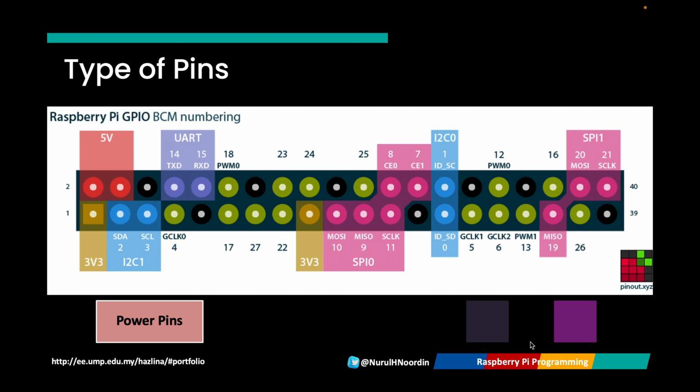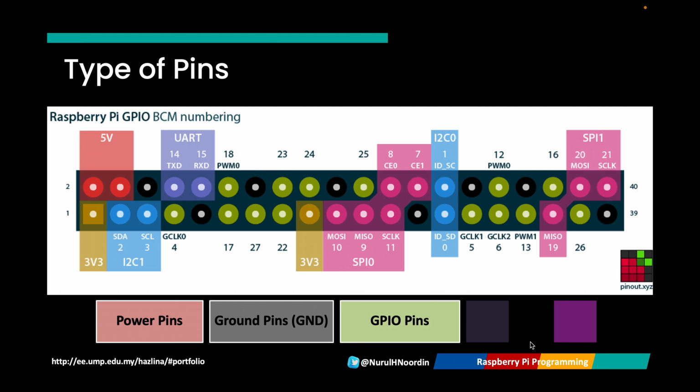Category 1 is the power pins, 3.3 volt and 5 volt. These power pins are color-coded in red. The power pins provide power to the external components. Secondly is the ground pins, which serve as the reference points for the electrical circuits. The third class is the GPIO pins, numbered 2 to 27, which are programmable and can function as inputs and outputs. And the final class is the communication pins, which include I2C, SPI, and UART for connecting external peripherals.